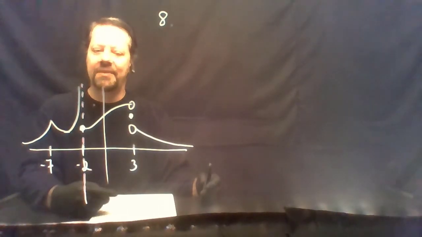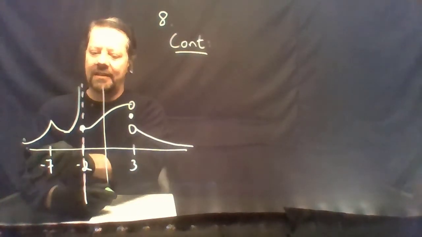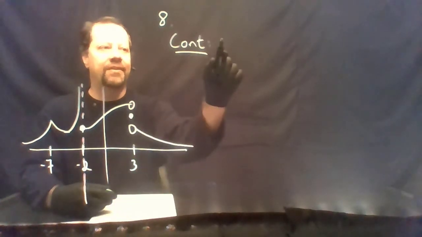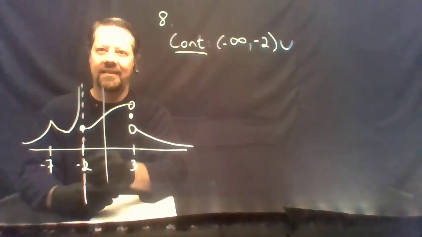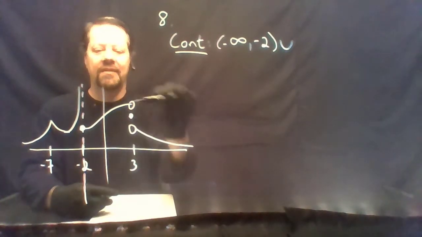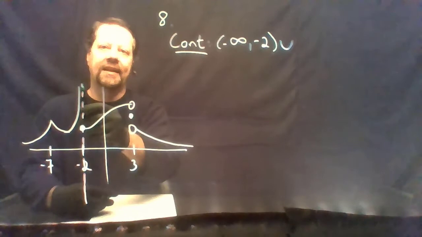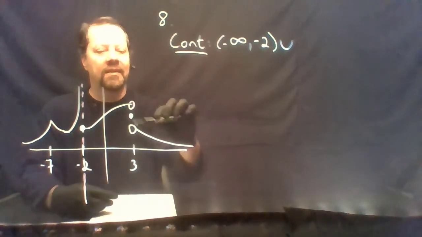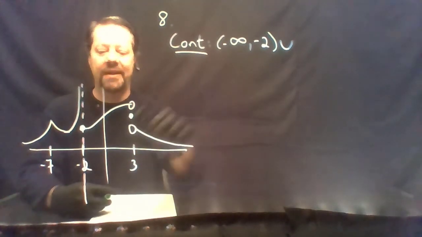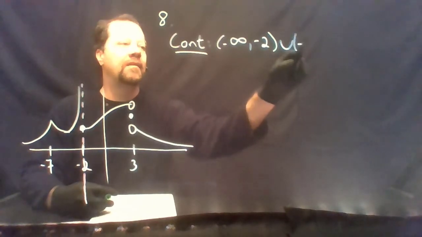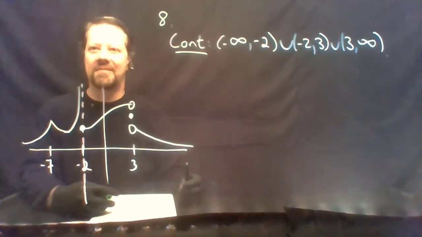Where is this function continuous? Well, it's continuous from -infinity until -2. It can't be continuous at -2. We get a one-sided limit. The right-sided limit exists. The left-sided limit does not. So at 3, we get a different limit on each side, so it's not continuous at 3, but it is continuous everywhere in between, and after 3, it's continuous.